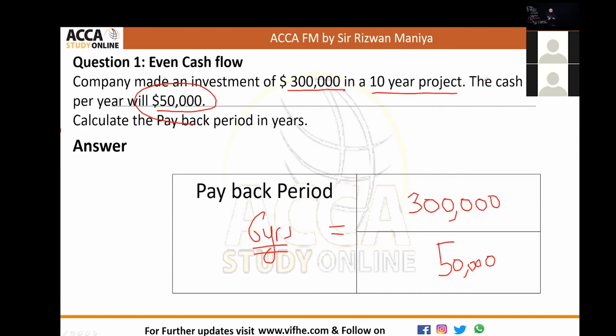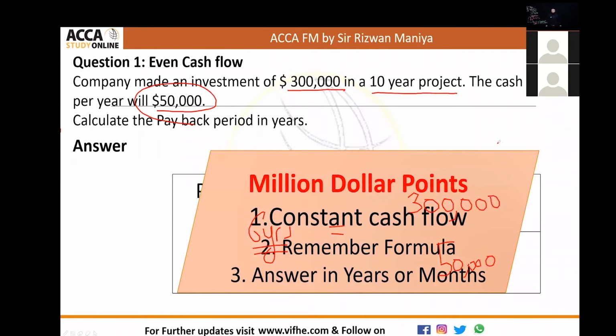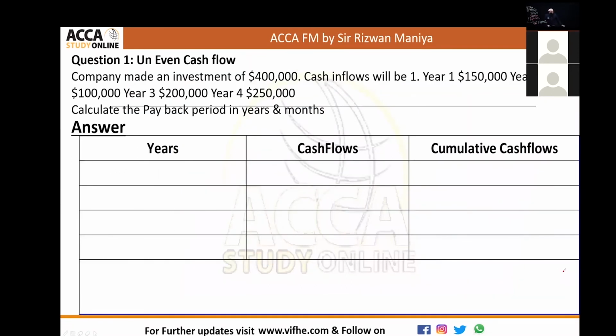There are certain things you have to remember when solving a payback situation, and I call these the $1 million points. I want you to note those points as well. The first thing is to see whether it's a constant cash flow situation. If it is, go for the constant formula. Then you have to see whether your answer has to be given in years or in months. Here we have to give the answer in years, so we do the working for years. If it was asking for months, we can easily work it out, as I will explain right now.